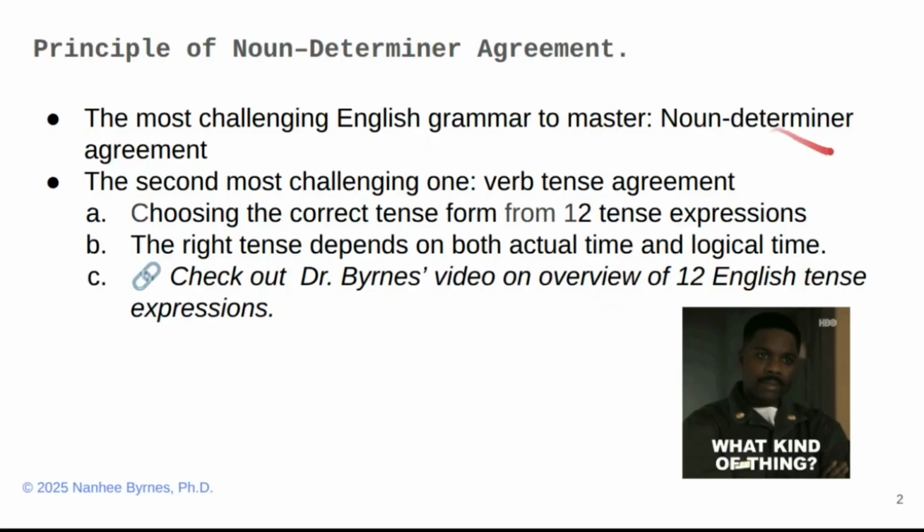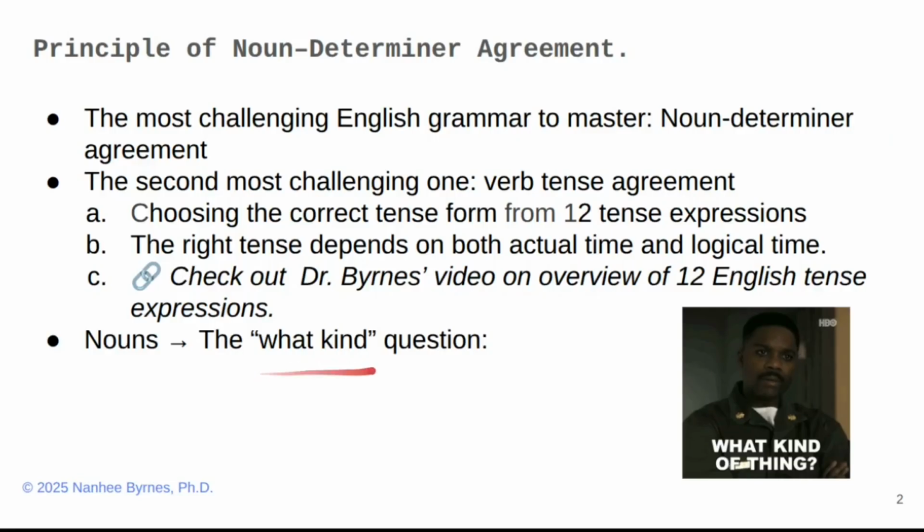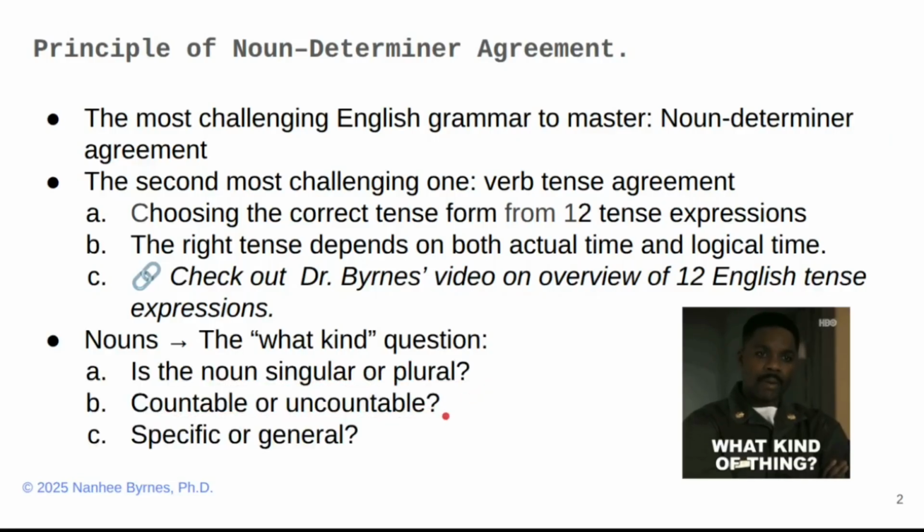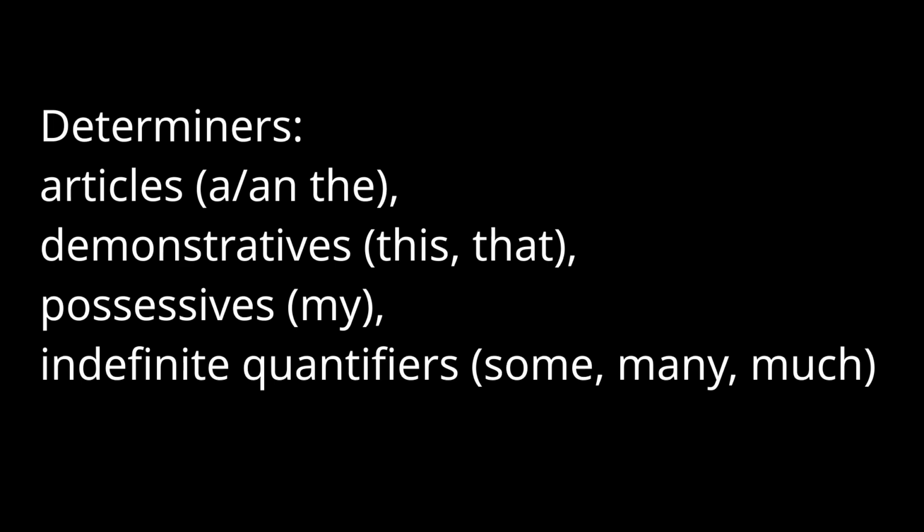With nouns, the question is, what kind of thing? Is it singular or plural? Countable or uncountable? Specific or general? That's where determiners come in. Determiners are small words like the, this, that, some, or my, but they carry enormous grammatical weight. Choosing the wrong determiner can completely change the meaning of your sentence.